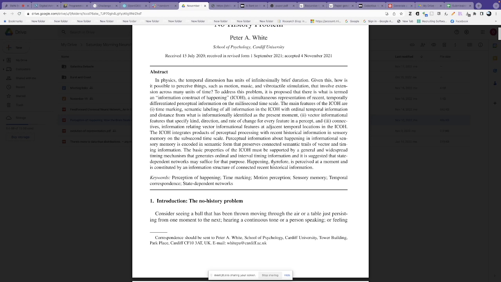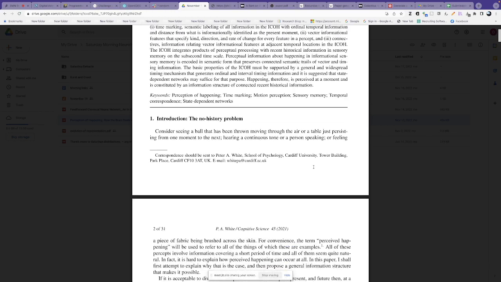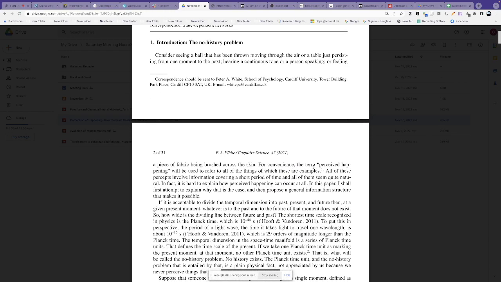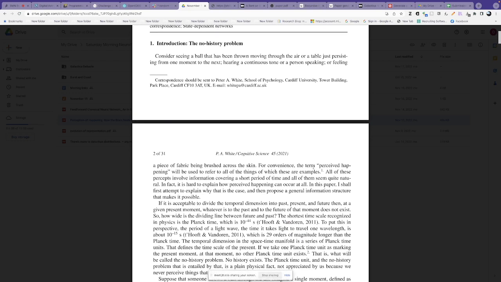What am I doing? How do I make sense of my current state? And then this is just perceived at a moment, any moment you want, and is constructed by an information structure of connected recent historical information. So this is just a way to interpret what's going on now.